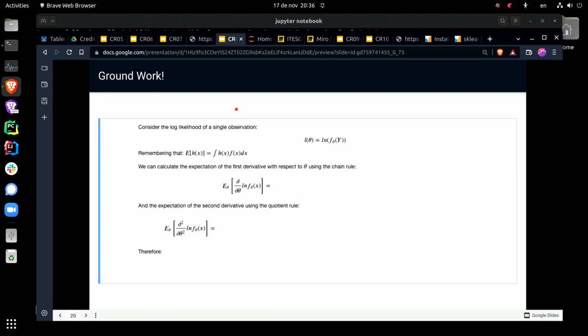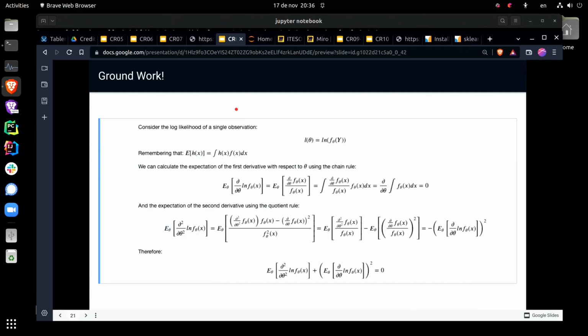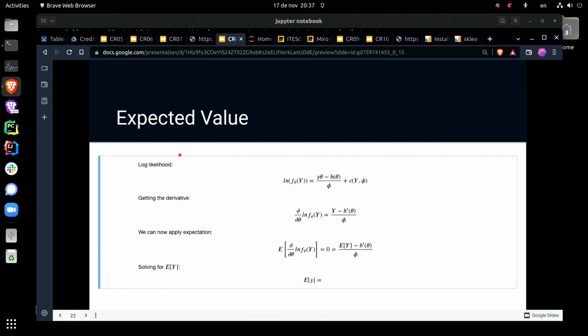Okay, so in the previous session we also worked with some properties. So here we took the expected value of the first partial derivative of the natural logarithm of our distribution, and we know that this will be equal to 0. And we also did the expected value of the second derivative, and we got this property. So what can we do with this? In fact, we're interested in calculating the expected value of our target variable. So we want to know what's the expected value of this variable. Now, we know that this variable has this distribution, right? And this is the general form for the distribution.